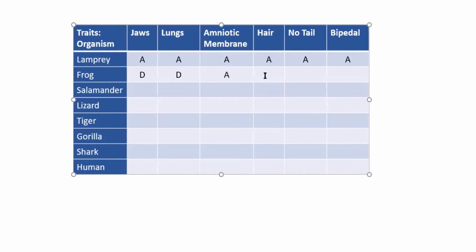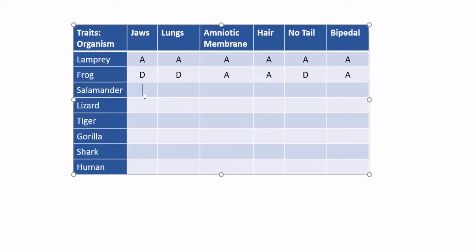The next trait, hair. Frogs do not have hair, and so the ancestral trait is not having hair, just like the lamprey. The next characteristic, tail. Adult frogs do not have tails, but lampreys do. So since lampreys have a tail and frogs do not, this is a derived characteristic. And then finally, being bipedal is another ancestral trait. Lampreys are not bipedal, and neither are frogs.